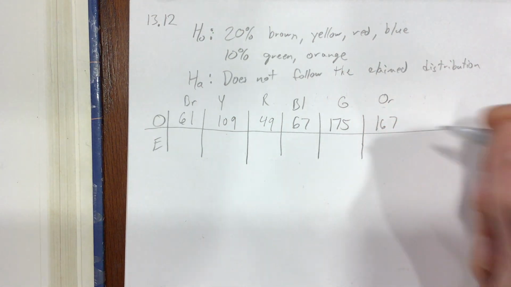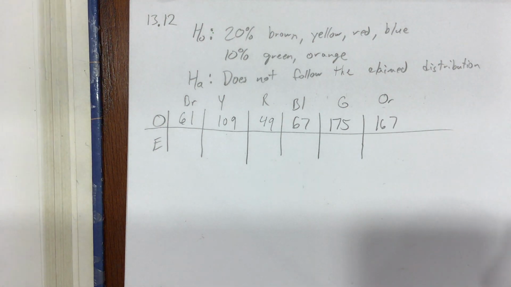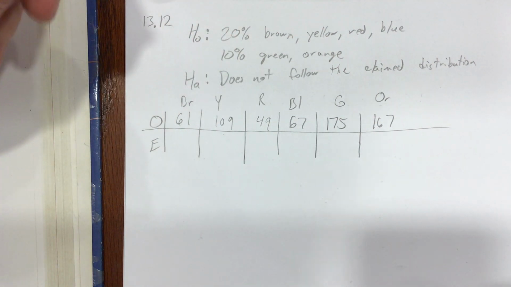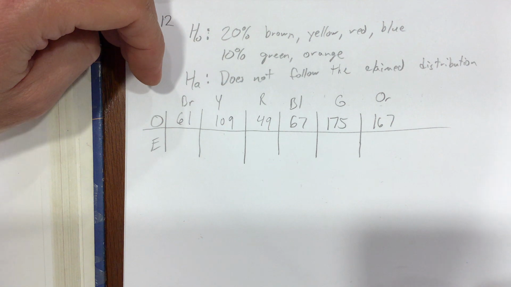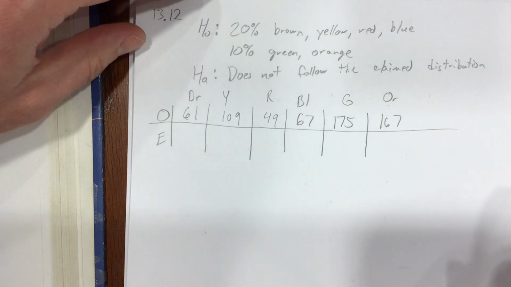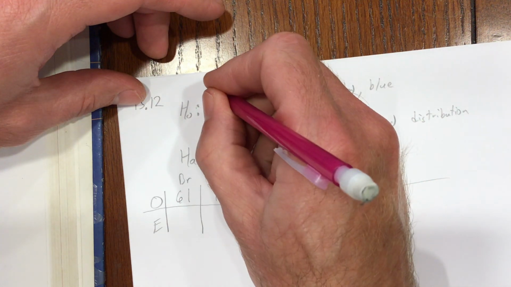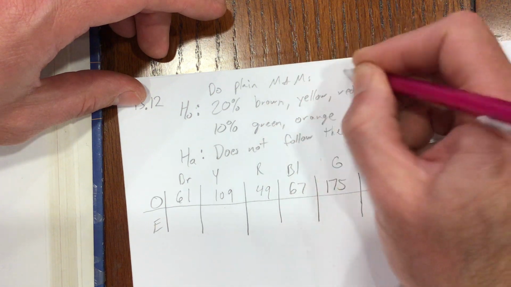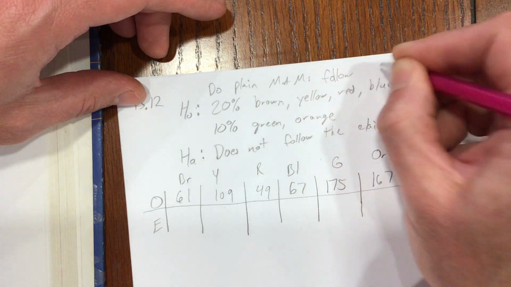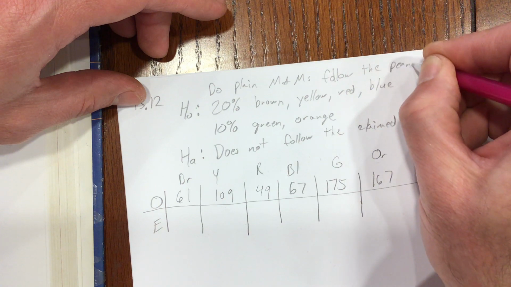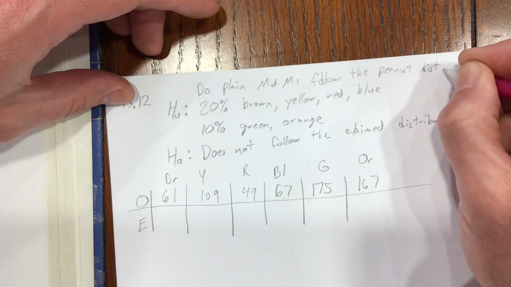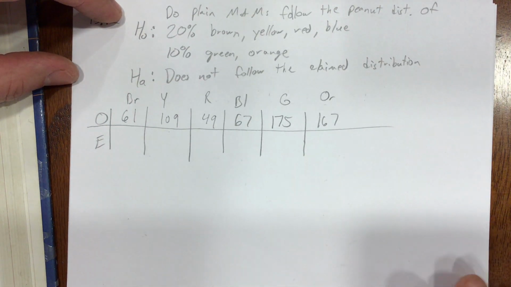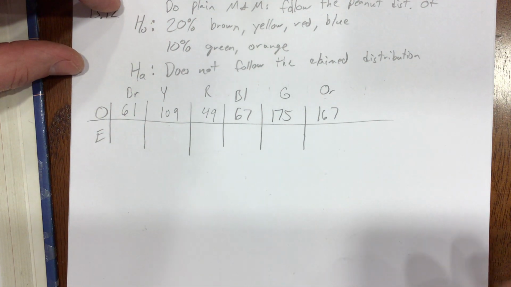So you can see, since I used the wrong kind of M&Ms, clearly we're off. But that's okay. Maybe I should change it to, do plain M&Ms follow the same distribution as peanut? That's what we'll do. So my null hypothesis is, do plain M&Ms follow the peanut distribution of what we have there. Okay, now I feel better about the problem we're doing.